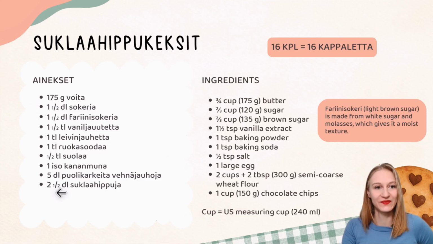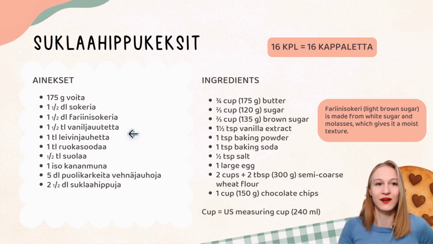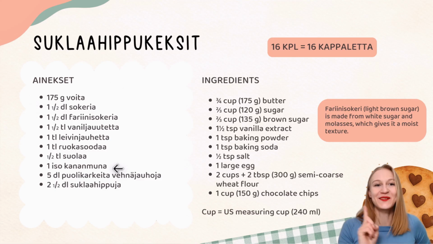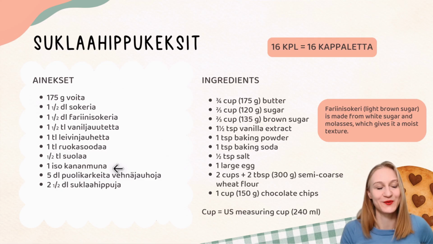You might have noticed that I always use a partitive with deciliters and with numbers that are bigger than 1. That's why we always have, for example, sokeria, fariinisokeria, vaniljauutetta. All of these are in partitive. The only word here that is not in partitive is kananmuna, because it's 1 big egg. 1 iso kananmuna, when it's 1 concrete thing, then we don't use partitive.